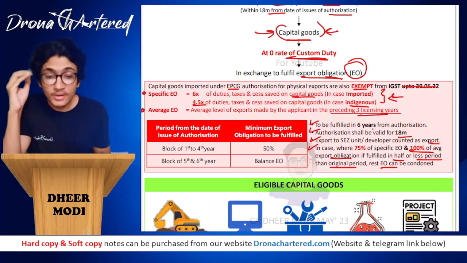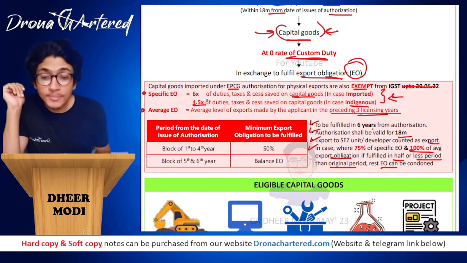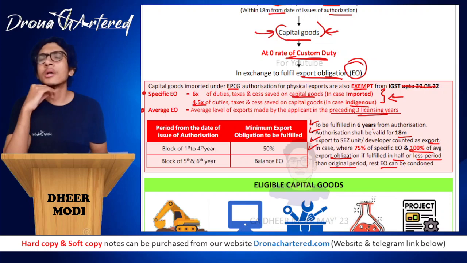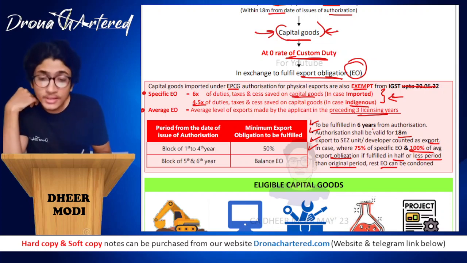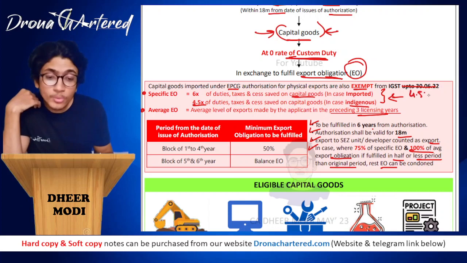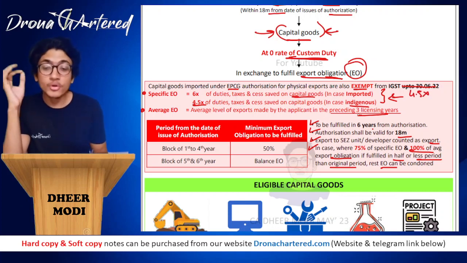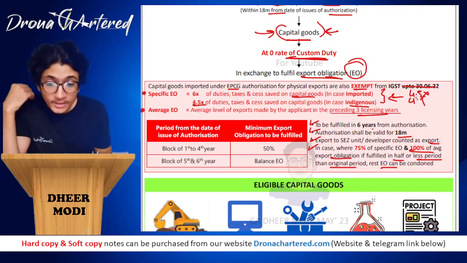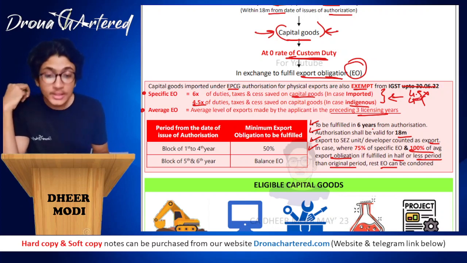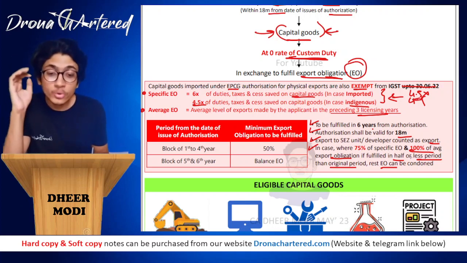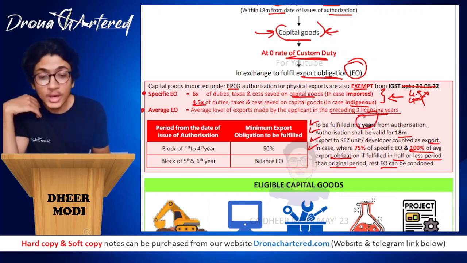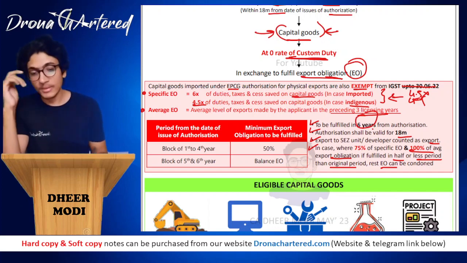Okay, so 75% of 6 years comes to 18 by 4, that is 4.5. So basically if you do 4.5 times your specific EO and 100% of your average EO, in such a case it will be deemed fulfilled if you do it in a period of half or less of the original period. So this 6 years that we give you, if you do all of this in 3 years, then it will be considered as condoned.